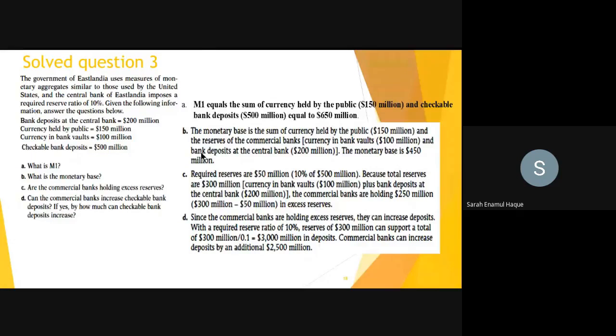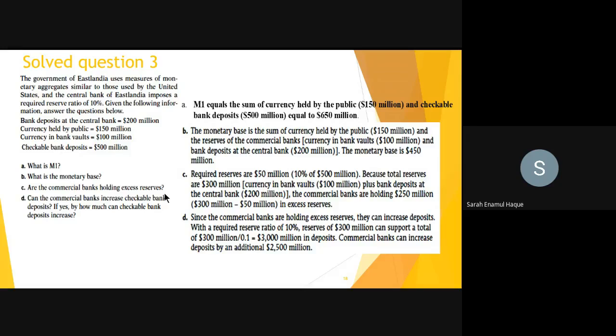Okay. So remember, let me repeat. Monetary base is equal to the sum of currency held by public plus total reserves. So that means plus required reserves plus excess reserves. Okay, so don't forget that. Now let's look at the question number C. Are the commercial banks holding excess reserves?